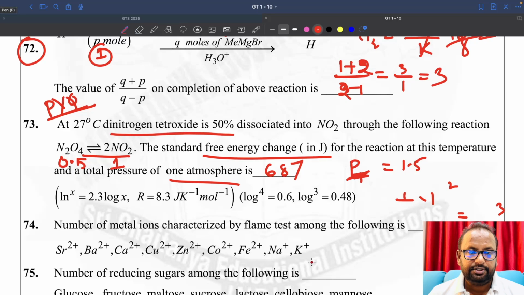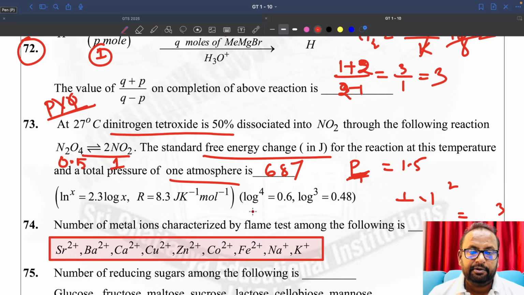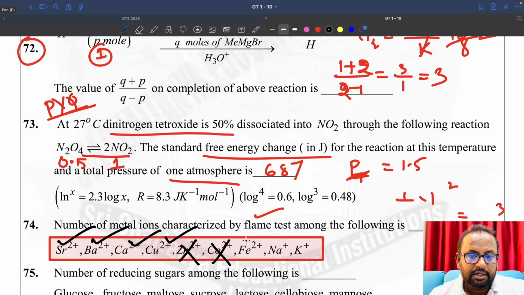Next question is this: some ions are given here. We have to identify which can be identified by the flame test. So the flame test is given by strontium, barium, calcium, copper. Zinc won't give it, cobalt won't give it, iron won't give it, sodium, potassium. So a total of 6 will be giving the flame test.